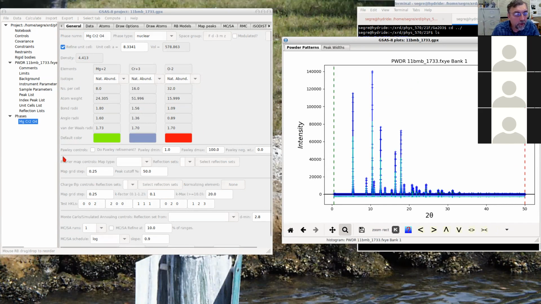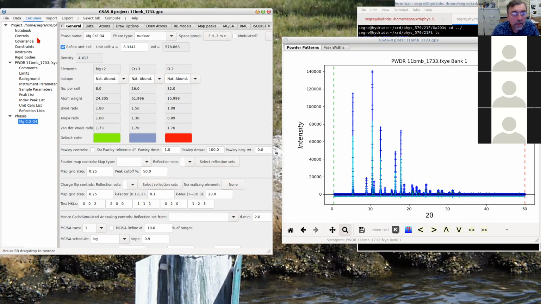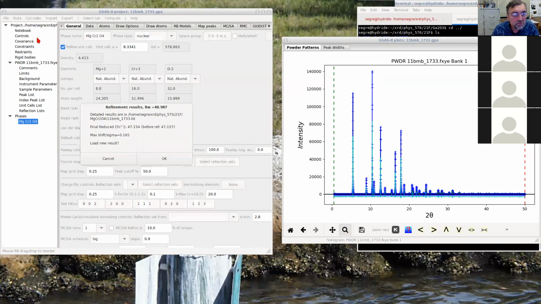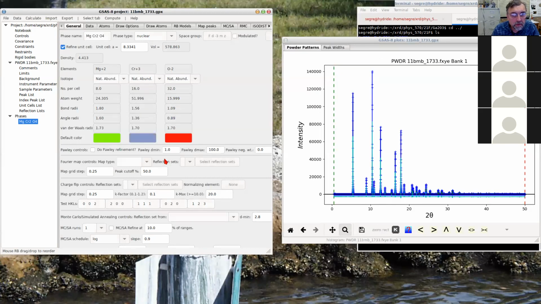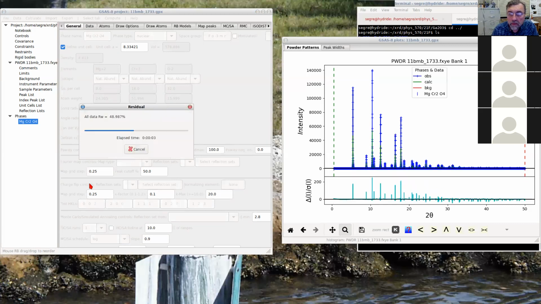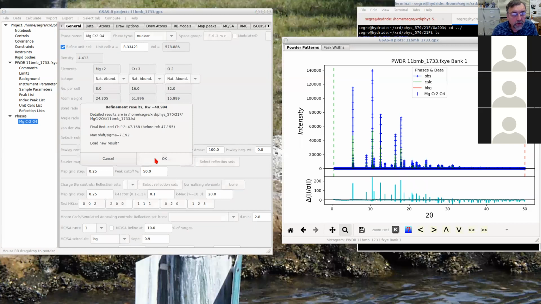So now I have 6, 7, 8 parameters. I'm going to refine again and see if I improve my refinement. A little bit, not much. So the lattice parameter is pretty close to being correct, and that's fine. Okay. All right, that's as far as I'm going to get.